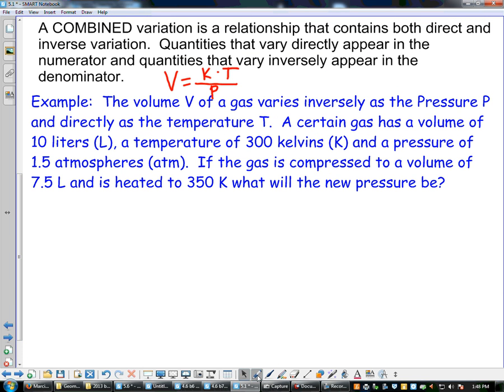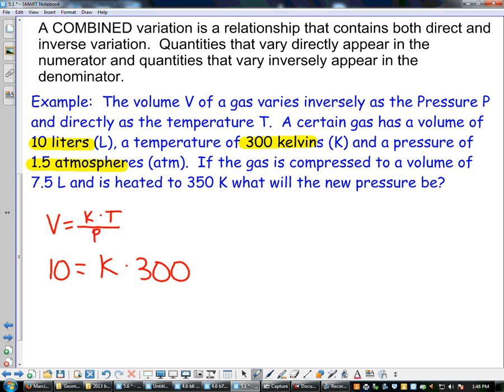We know initially that a certain gas has a volume of 10 liters, a temperature of 300 kelvins, and a pressure of 1.5 atmospheres. So if we fill that into our equation, we will have 10 is the volume equals K times a temperature of 300 kelvins, and 1.5 atmospheres is the pressure, so that goes here. All right, and so when we are solving for our K, we can do 300 divided by 1.5.